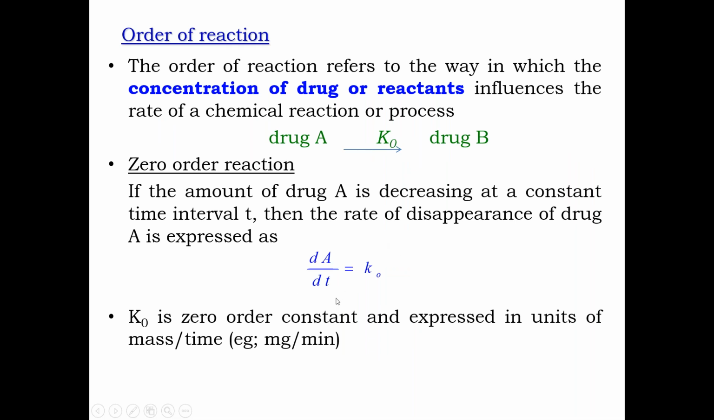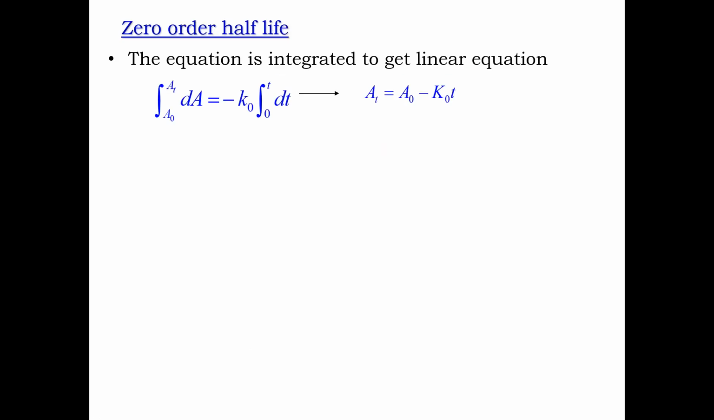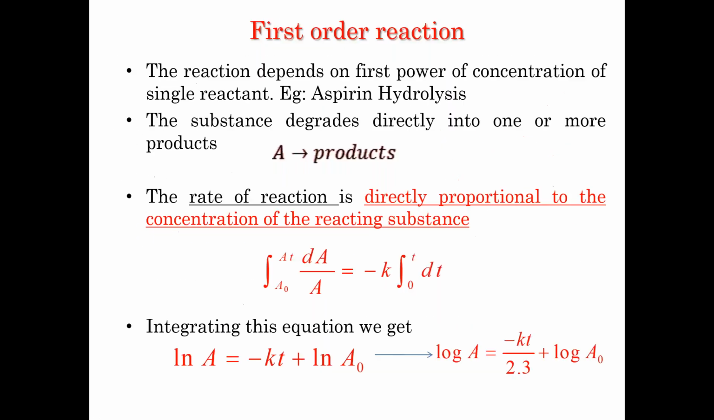But in case of first order kinetics, it is dA by dt is equal to K into capital A. So the A is coming because one of the variables is on the right side of the equation. The entire equation is changed now. So when we integrate it, we get a natural log straight line equation.